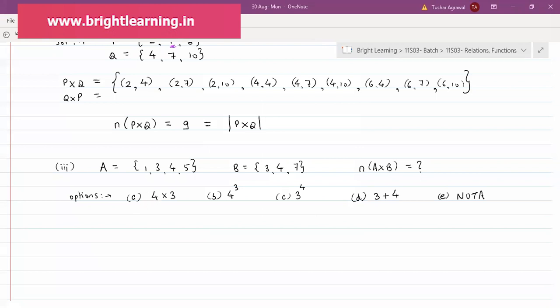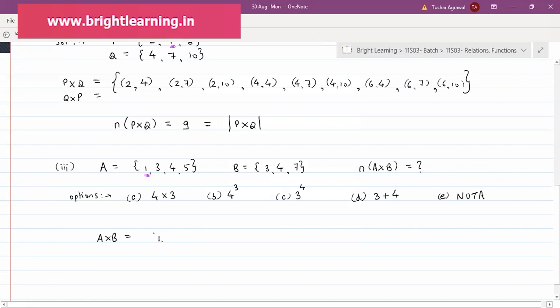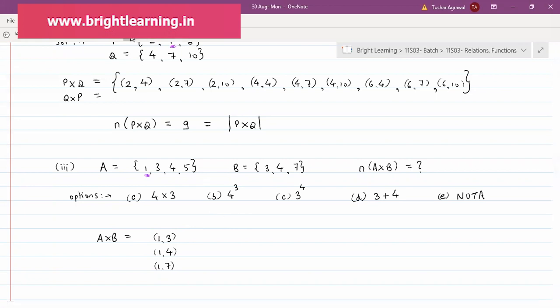Okay. So the logic is very simple. If I want to write A cross B, if I take any one element, let's say consider 1, I will have to pair up 1 with all the elements of B. So 1 will get paired up with 3, 1 will get paired up with 4, and 1 will get paired up with 7. So a single element of A gets paired up with 3 elements of B. Another element of A, if I take, will also get paired up with 3, 4, and 7.